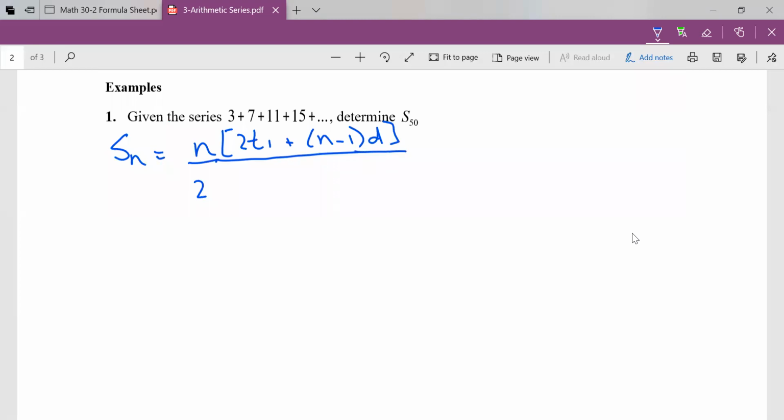Now, what I like to do when I'm doing these questions is it never hurts to write down your variables off to the side. I want the first 50 terms, so n is 50, t1 is the first term, and the difference, well, I can tell just by looking at it. From each term to the next, we're going up by 4. So now, friends, all you do is sub in these values.